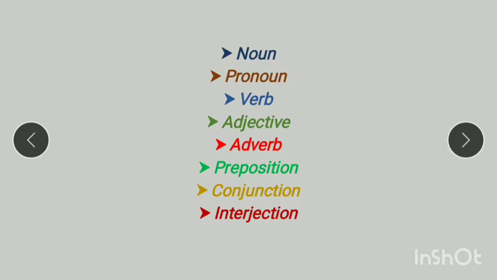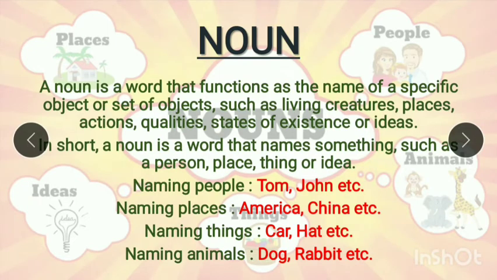Okay, let us start. First one, noun. What is a noun? It is a word that functions as the name of a specific object or set of objects such as living creatures, places, actions, qualities, states of existence or ideas. That is, a noun is a word that names something. In short, naming words are known as nouns. It can be the name of a person, place, thing or idea.